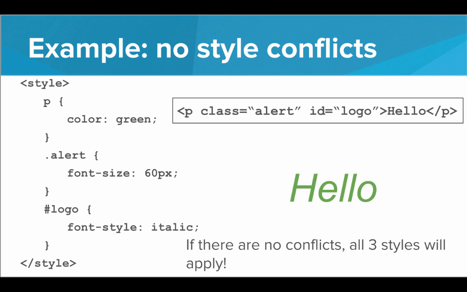Now, suppose there were no style conflicts. If the P only set the color, the class only set the size, and the ID only set the font style, now there's no conflicts, so all three styles will actually apply together. There's no conflicts, so all three are able to be represented on the resulting web page.